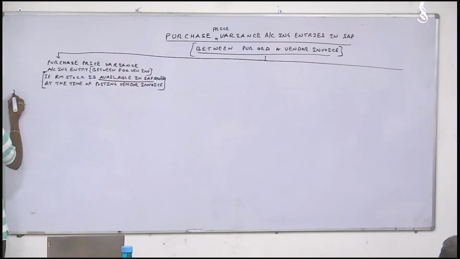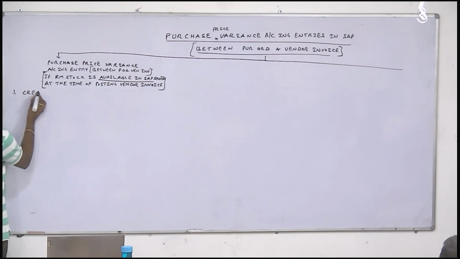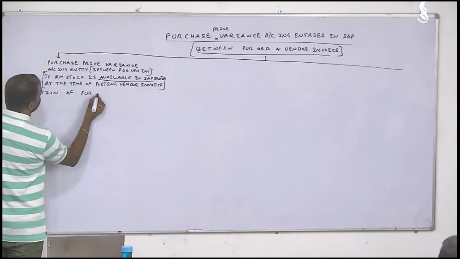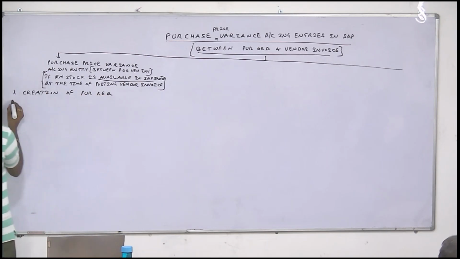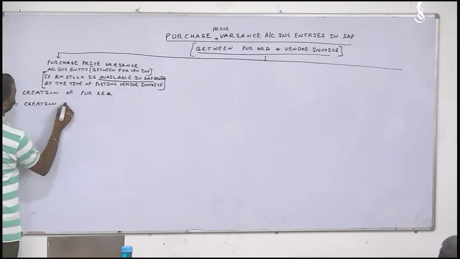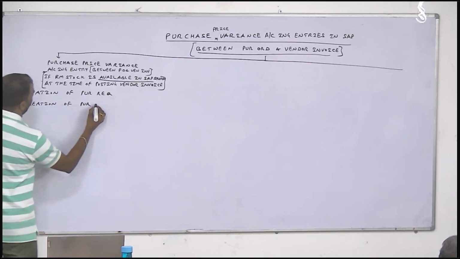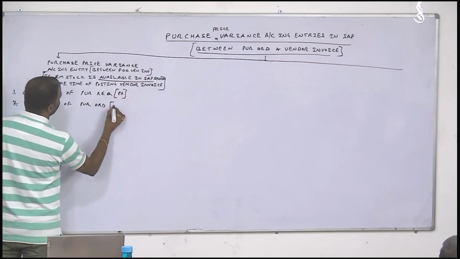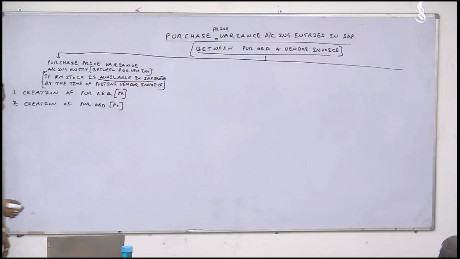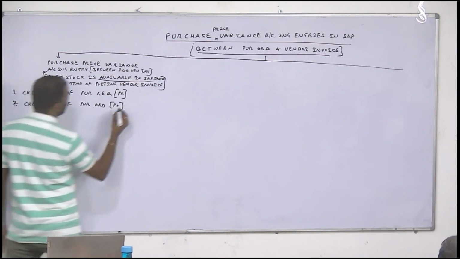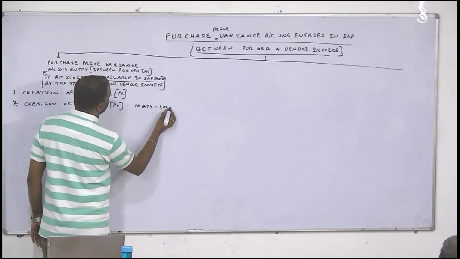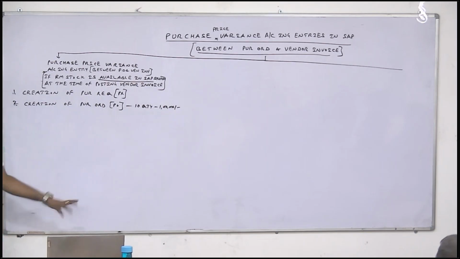So here, what is the first step? As we discussed yesterday, creation of purchase requisition. There is no change. And what is the second one? Creation of purchase order. We call this one PR, we call this one PO. There is no accounting entry. Just assume that it is 10 quantity. How much amount? 1 lakh. But there is no accounting entry, right?